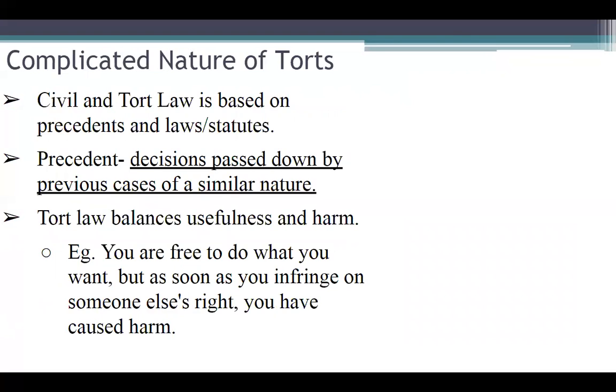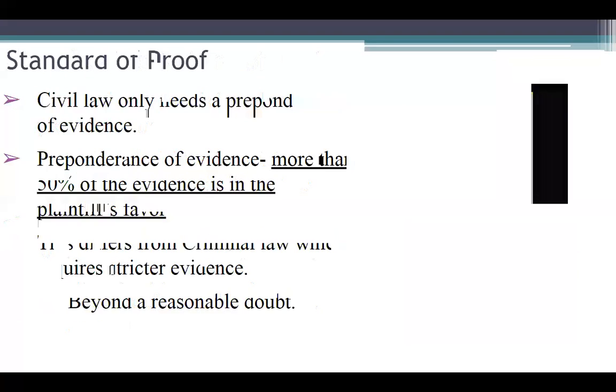And so because of this preponderance of evidence and because of the complicated nature of a tort, we kind of have to look at previous decisions, right, or what we call precedents, in order to decide what should be applied in this scenario. And so tort law balances usefulness with harm.